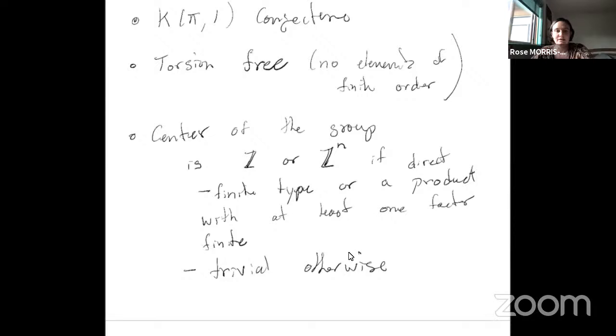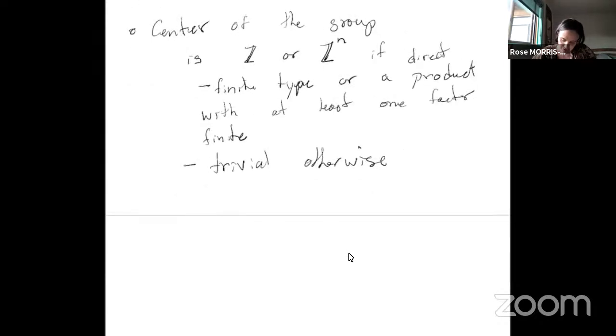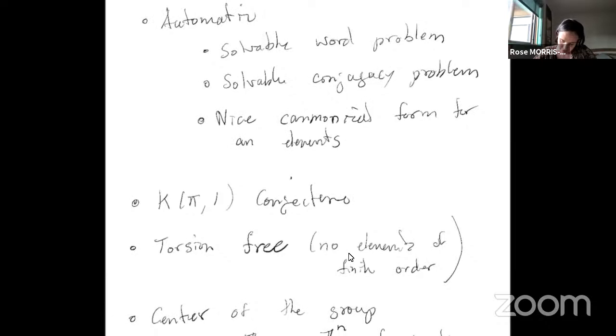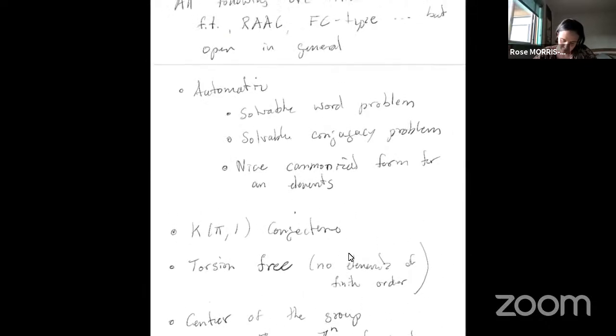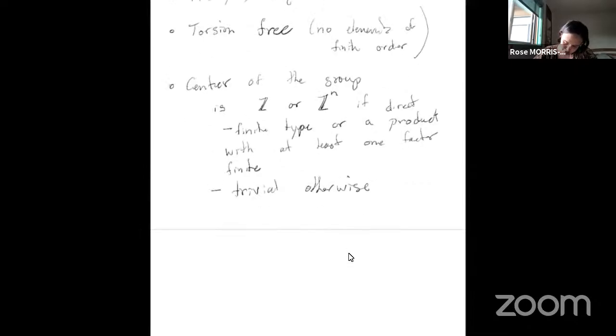Let's see. Other questions? Maybe this is a good pause point. All right, good. So these are a list of things, as I said before, that are known for particular types of Artin groups, but open in general.